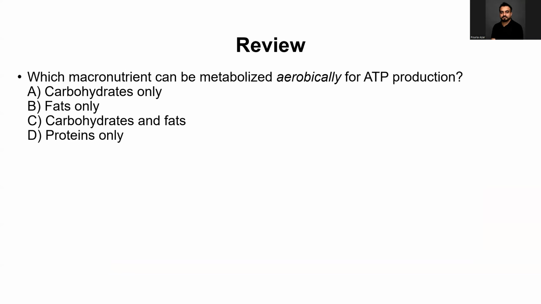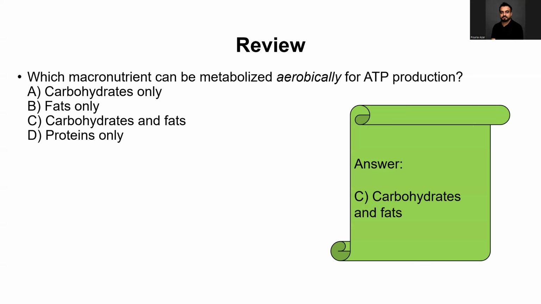Which macronutrient can be metabolized aerobically for ATP production? Carbohydrates only, fats only, carbohydrates and fats, proteins only. Carbohydrates and fats. That's what we use most of the time for ATP production.